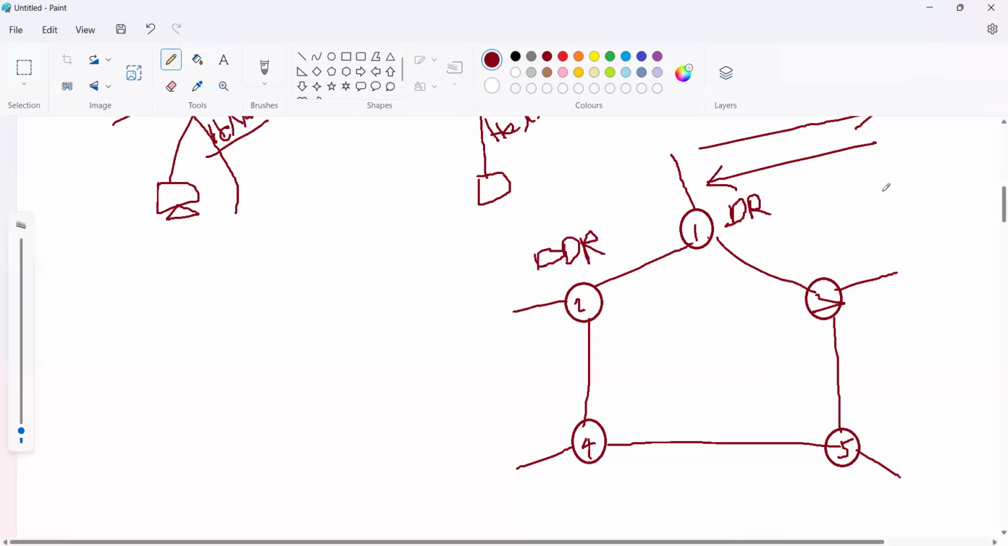First, they will check the priority. By default the priority is 1, and we can configure from 1 up to 255. We can change it also, from 0 to 255. If we configure 0, the router won't participate in the DR BDR election. If we configure 1, that is the default priority value. Whenever we configure OSPF, by default the priority is 1.